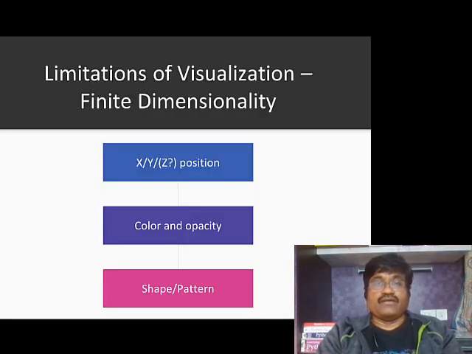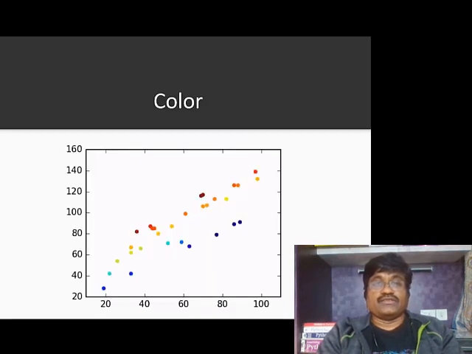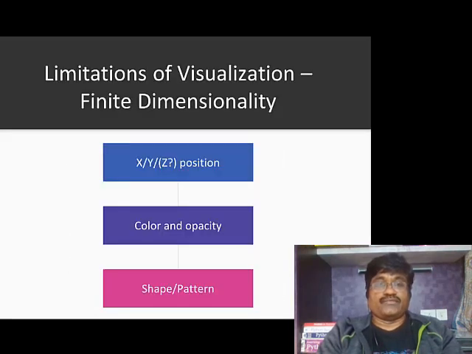We also have color and opacity. In other words, we can change the color of our data points to indicate some features of that data, some quality that the data has. Here, you can see we have an obvious trend in position, but also in color.